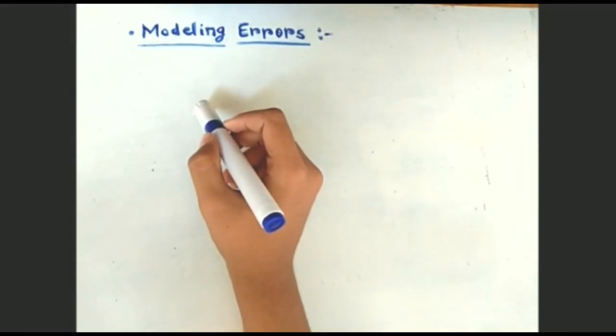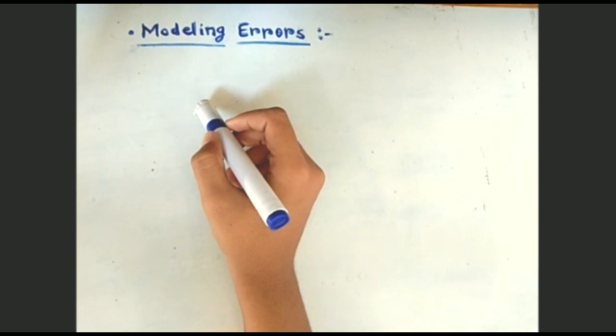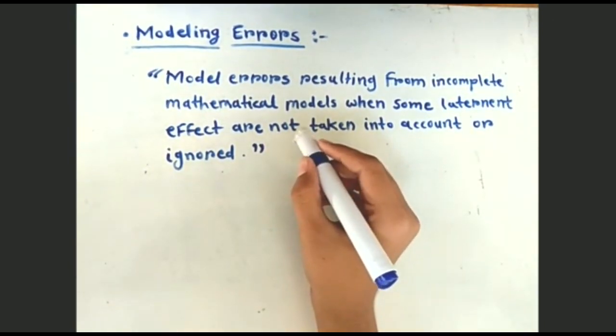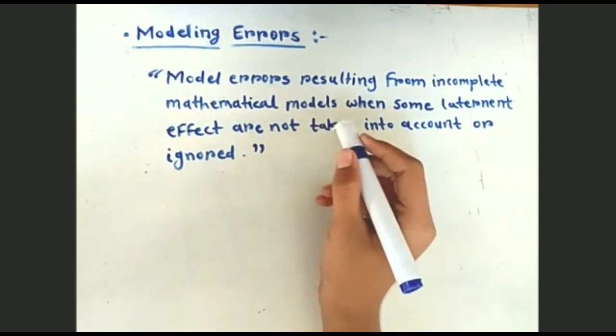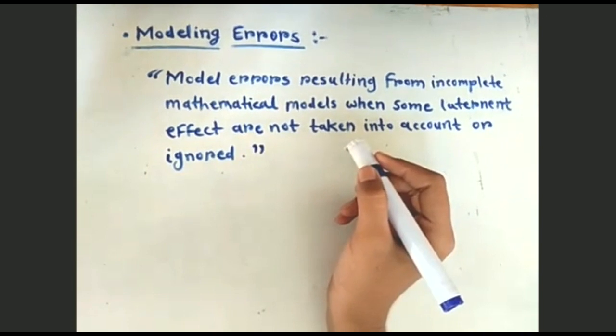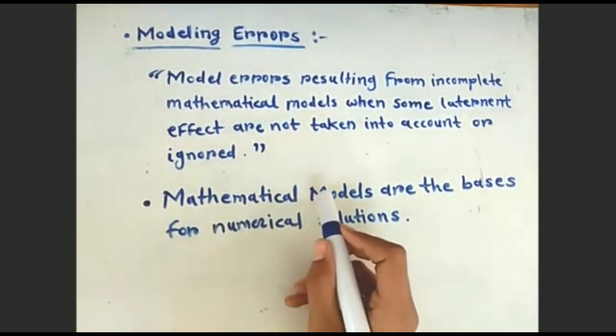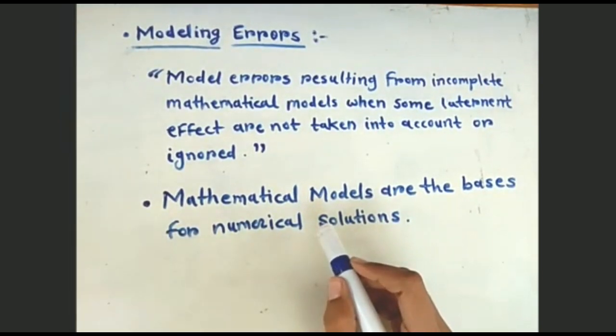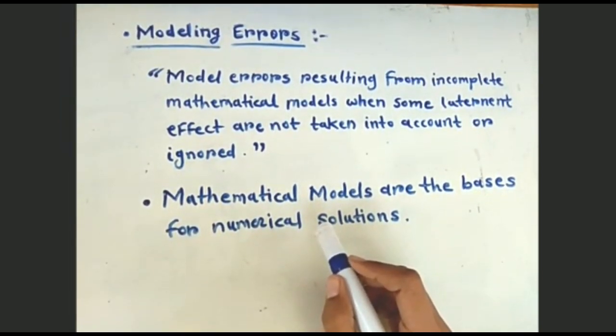Our next topic is modeling errors. Model errors result from incomplete mathematical models when some latent defects are not taken into account or are ignored. Mathematical models are the basis for numerical solutions. They are formulated to represent physical processes using certain parameters involved in the situations.